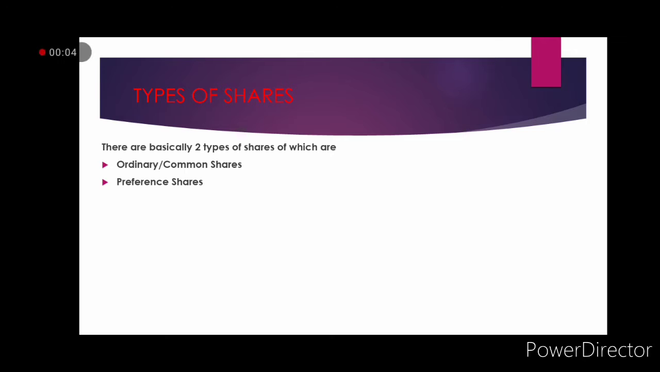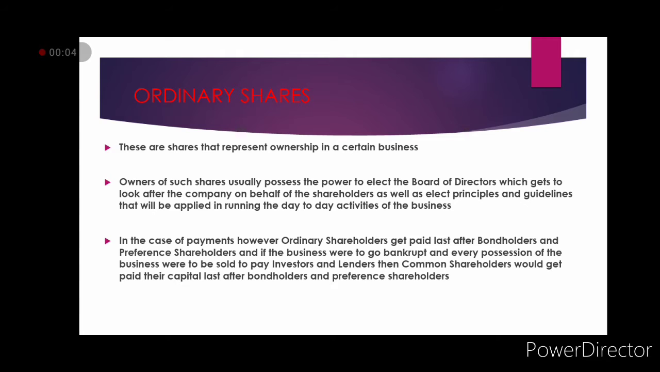There are basically two types of shares. There are two main types of shares, which are ordinary or common shares, and preference shares. Starting with ordinary shares, these are shares that represent ownership in a certain business. They're simply ownership stocks. I'll just call them ownership shares, actually.